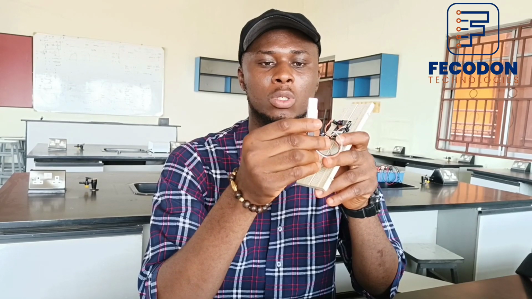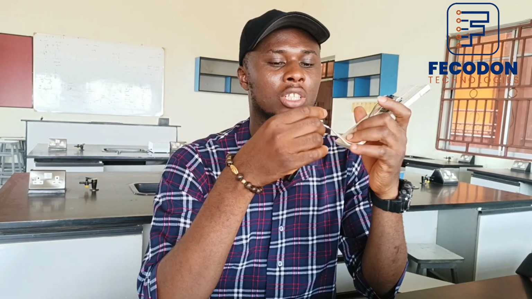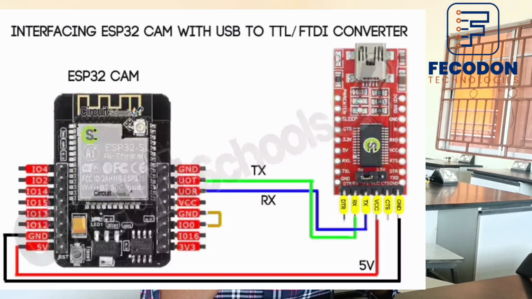You'll be needing the USB to TTL converter, which we'll be using to program the ESP32-CAM from the computer, and then you'll be needing some jumpers. The circuit connection for this, you can see on the screen. This is how the USB to TTL can be connected to the ESP32-CAM to program it, and it can also serve as the power.